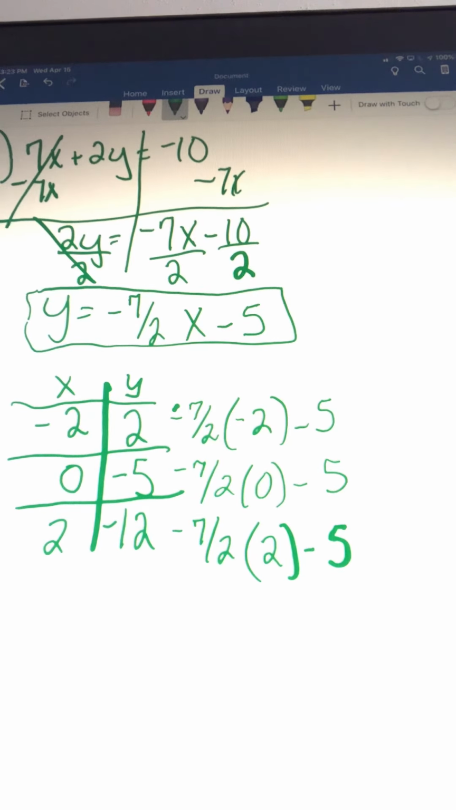All right, so for your practice work for today, you're going to get 2 problems. You must put the equation into y equals mx plus b first. Then I will give you your x values of your function table, and you need to find your y values. All right, so 2 problems, 10 points for doing them.